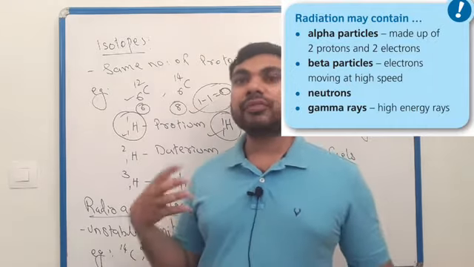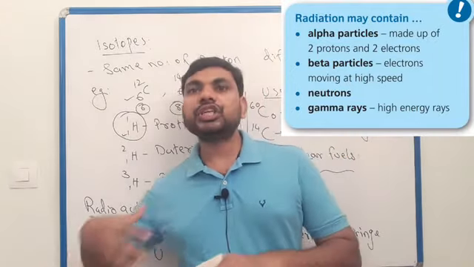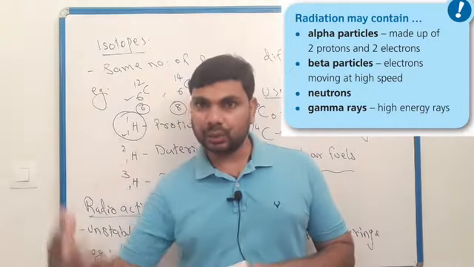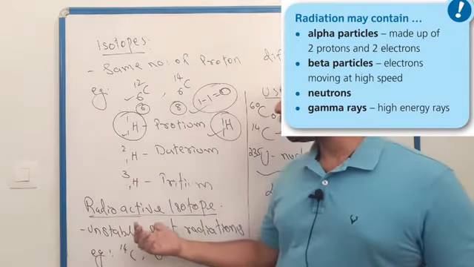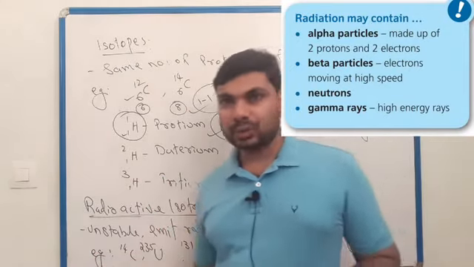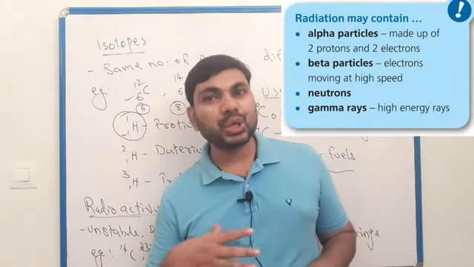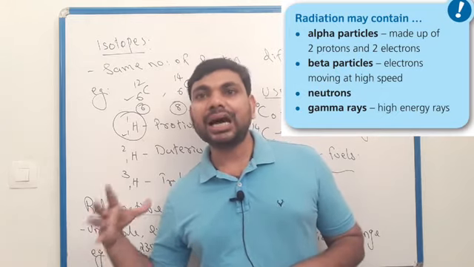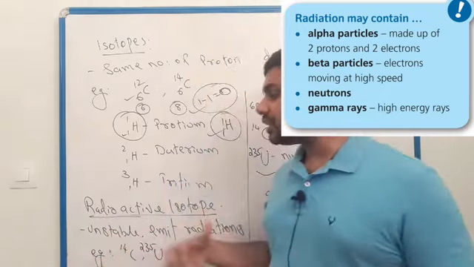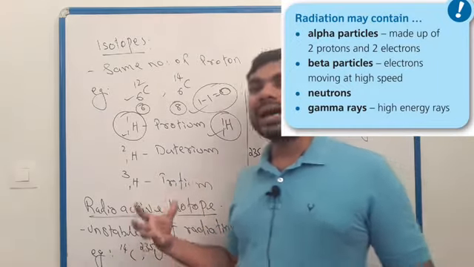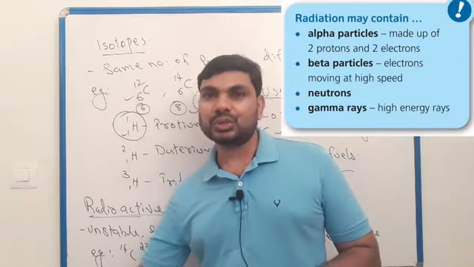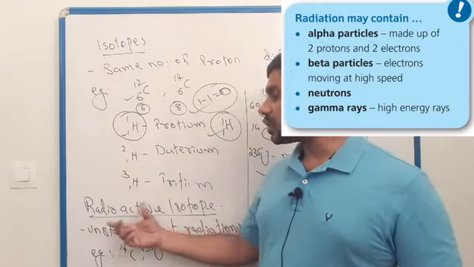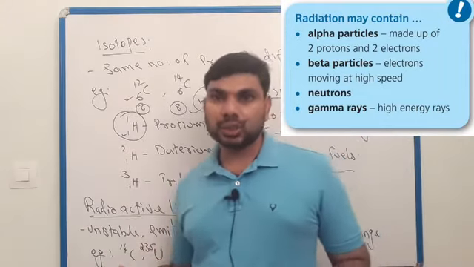After emitting harmful radiation, this isotope will change to another atom. This nucleus will change to another nucleus. So radioactive isotopes are not stable. They emit harmful radiations, alpha, beta and gamma. After emitting harmful radiation, this radioactive isotope changes to another element. Such types of isotopes are called radioactive isotopes.